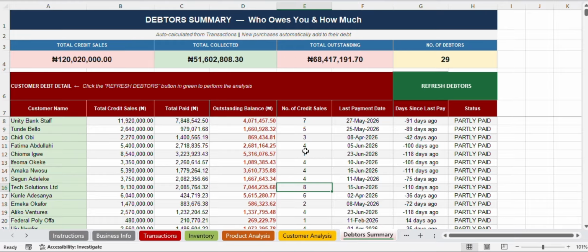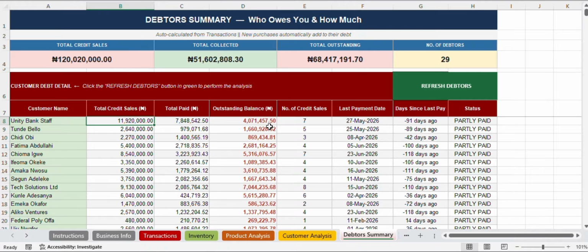And you're going to see the effect of all this in this business. Look, we sold 120 million naira in credit, and we have collected just less than 50% of that money. Over 50% is still outstanding from 29 debtors. Again, I also want to point out that when you check this, Unity Bank staff's total credit sales is 11 million point something. They are owing us, they paid this amount and they are owing us.